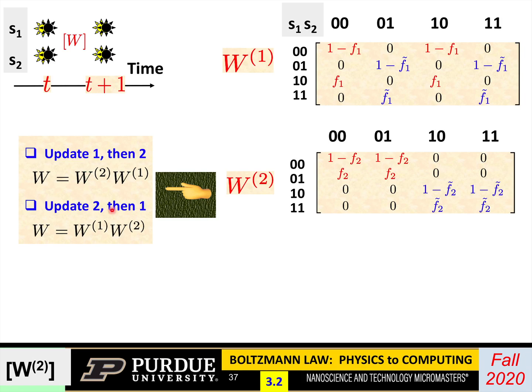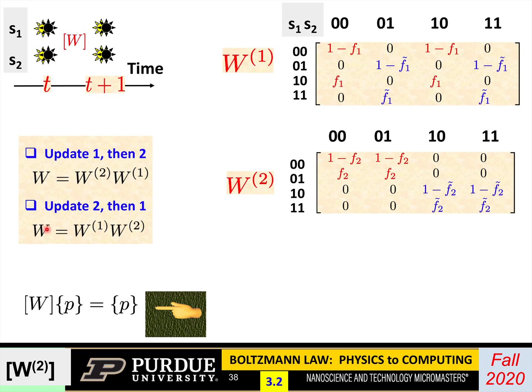But if you update 2 and then 1, then the W2 is on the right and then the W1. And once you have this W, then the way I'll find the stationary distribution is by finding the eigenvalues of W, and then one eigenvalue will be 1, and I'll look at the corresponding eigenvector P. So this is how you could figure out what stationary distribution this kind of sampling will yield. That's what this will show you.